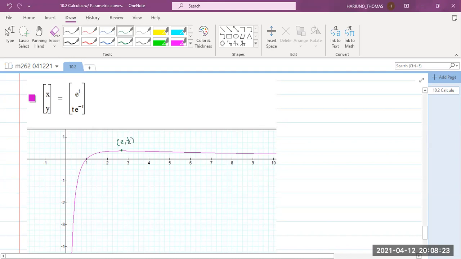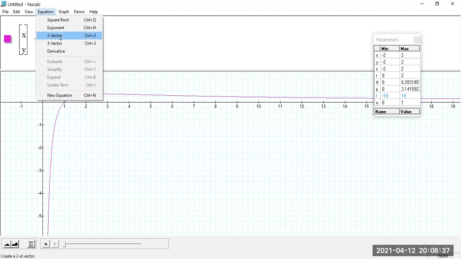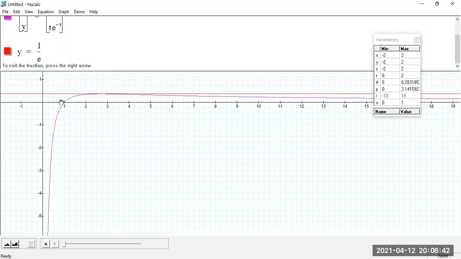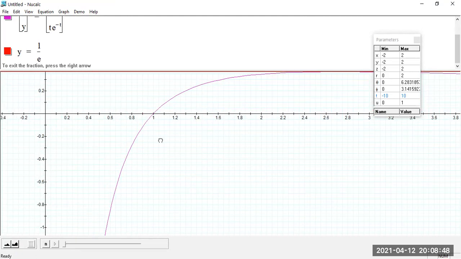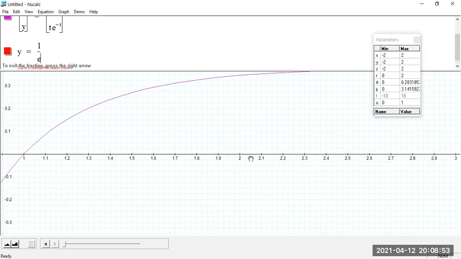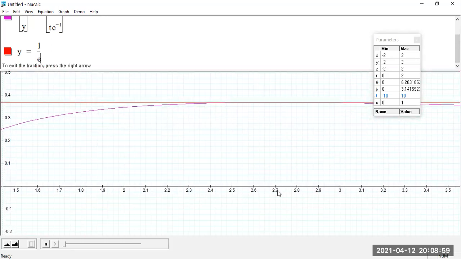That's the vertical line, right? You know what? Let's do this. Going back to this graph here, the horizontal line will be, I will add one equation, y equals 1 over e. You see that? If I super zoom that, should I zoom that even more? It's kind of hard to say, huh? But according to our computation, it's 2.72, approximately here.